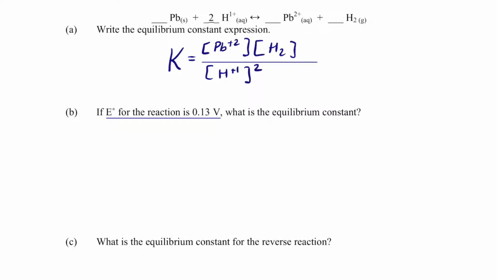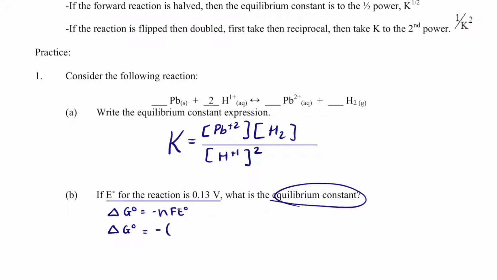Okay, so this is like our last example. I've given you the voltage and I want the equilibrium constant. So we're going to do delta G equals minus nFE. Delta G is kind of our middle value to get to K. Lead goes from 0 oxidation state to plus 2, so that is 2 electrons that get transferred. Faraday's constant is 96,485 coulombs per mole of electrons. And then the voltage is given at 0.13 volts.